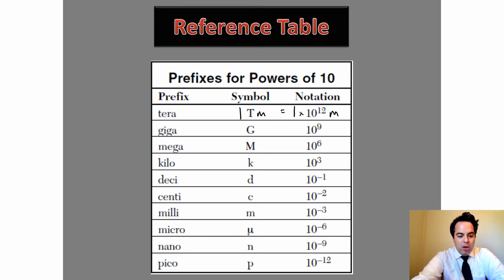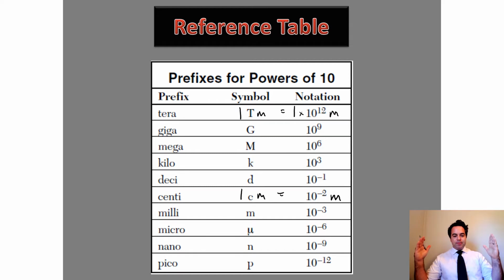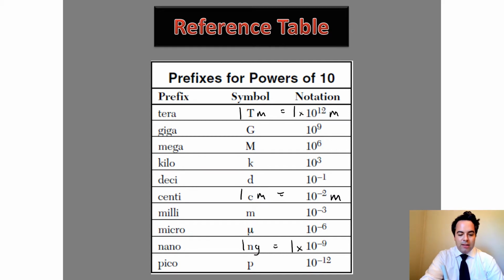Another example, 1 centimeter is equal to 10 to the negative 2 meters. So if you think of a meter stick, 10 to the negative 2 is a small amount of a meter stick. So 10 to the negative 2 meters is equal to 1 tiny centimeter. That's how this table works. So 1 nanometer or 1 nanogram is equal to 1 times 10 to the negative 9 grams.